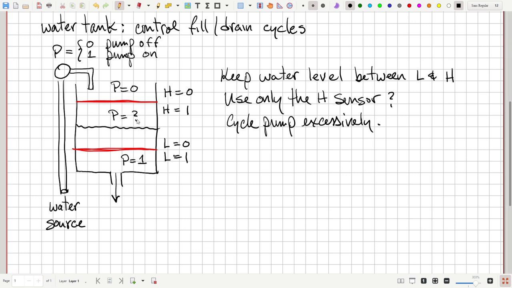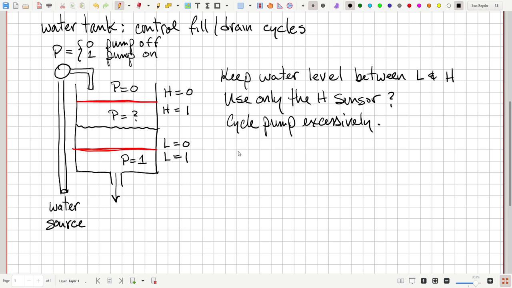Not clear. If we had filled the tank and now we were draining it, we would want to leave the pump off until we got down below the L level. If we had been below the L level and we turned the pump on, we would want the pump to stay on until it fills up. So the value of the P logic variable in this region, when the sensors, H is 1 and L is 0, is not well defined. Another way to think of that is that the value of P for that range of sensor values will have to depend on the sequence of past events. If we were filling the tank, then we should leave P equal to 1. If we were draining the tank, we should leave P equal to 0.